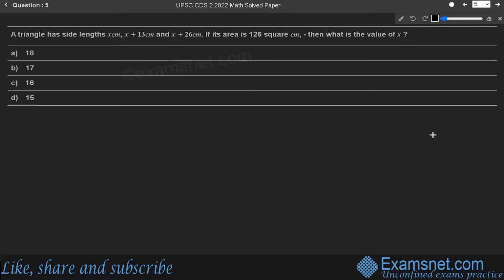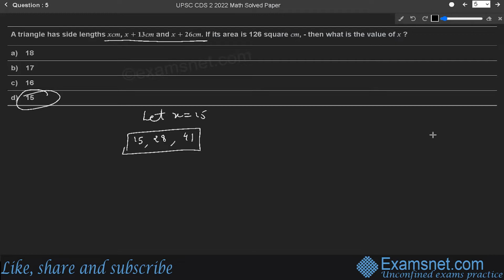Next question is, a triangle has sides x centimeter, x plus 13 centimeter and x plus 26 centimeter. If its area is 126 square centimeter, then what is the value of x? Three side lengths are given here. The correct answer for this question is 15. Let us check it. Let x be equal to 15. Then the side lengths will be 15, 15 plus 13 is 28, and 15 plus 26 will be 41. These will be the three sides when x is equal to 15. Area is given as 126, so let us check the area.